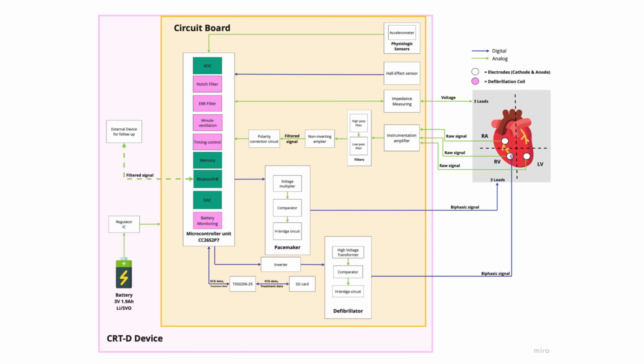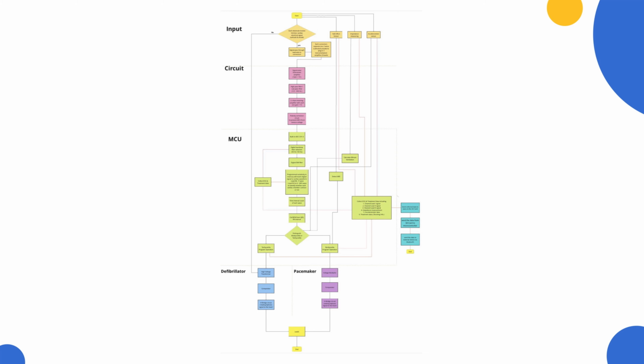Our circuit has several systems. First one is the sensing system. It receives input and cleans unwanted signal. Second one is the MCU. It acts like the brain of the circuit. It contains the program and the coding. Third one is the telemetry, which sends data to physicians and doctors. And the last one is the shocking circuit, which is the pacemaker and defibrillator that shock the heart. And this is our overall flowchart, which will be explained more in the next slide.